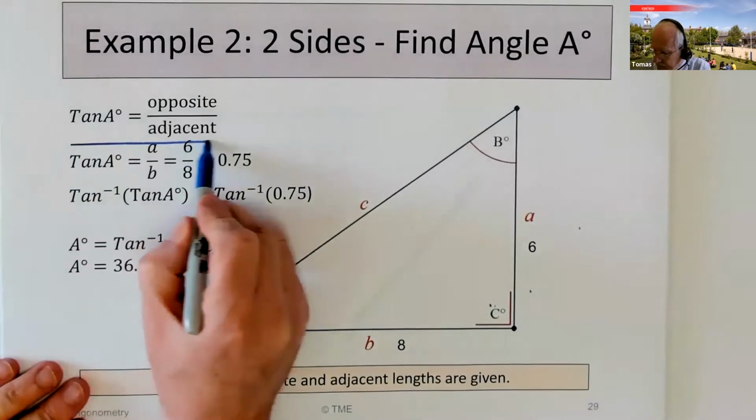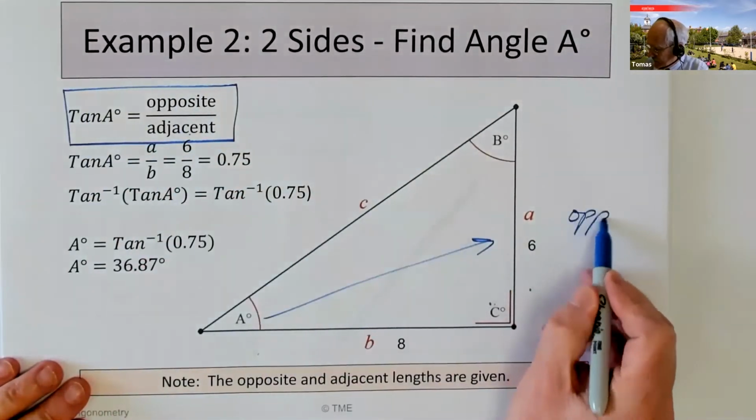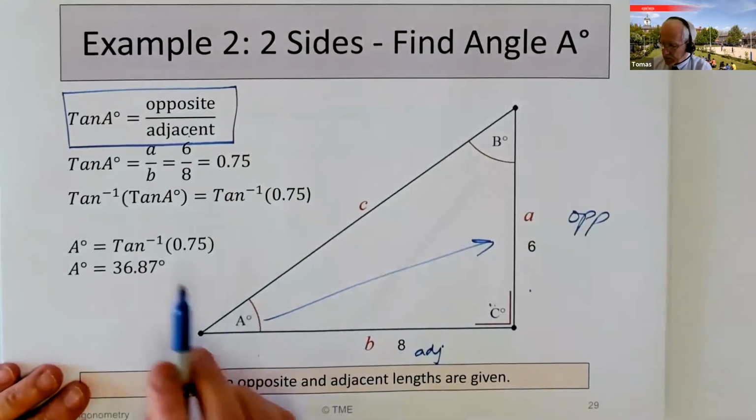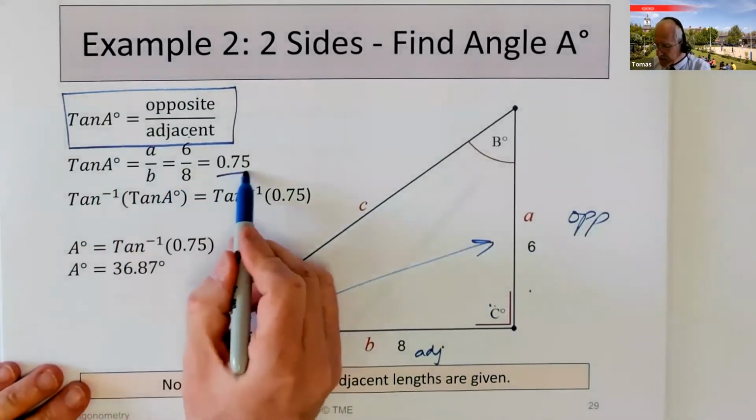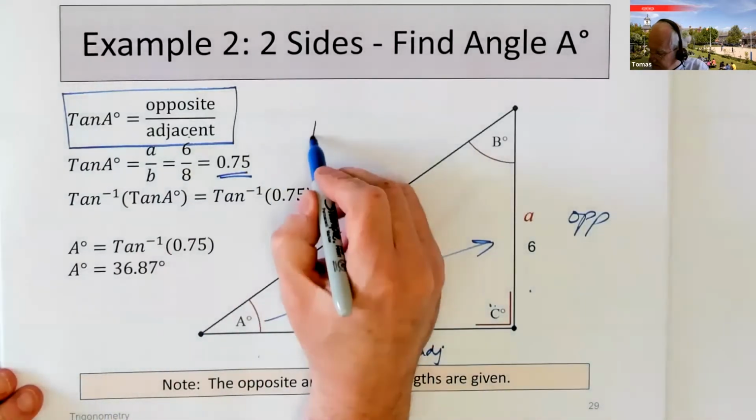Well, tan A is opposite over adjacent. Tan A is 6 over 8, or 0.75. So I now can find tan of A.